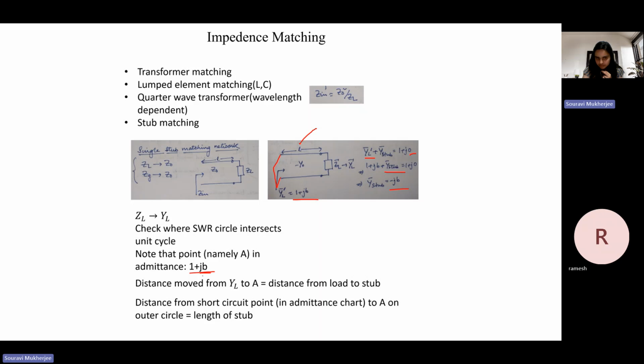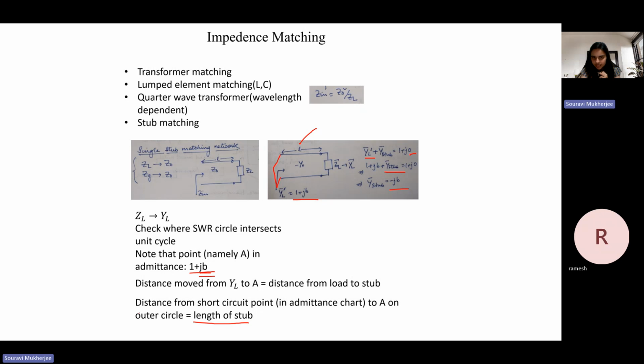While minus JB, so this B that you see here, that will give you the length of your stub. So in this, our aim is to nullify the reactance part, right? When we nullify the reactance part, only the resistive part will be left.